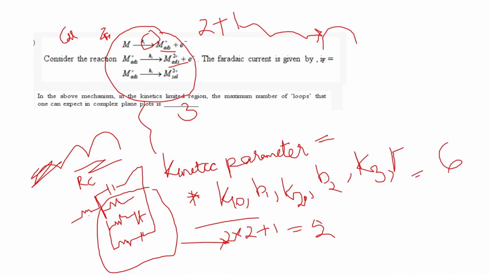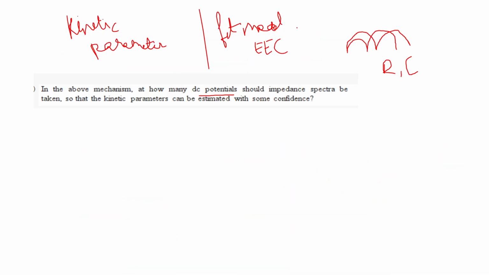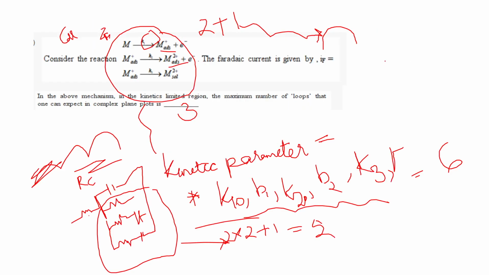So I told you when you're trying to fit, it should always be such that the parameters you get from the fit model should be greater than or equal to the kinetic parameters. So if I am going for one potential, at potential 1, I have 6 kinetic parameters and I have 5 from the equivalent circuit model. Now I am going for another potential. So here you can see this is greater. As I told, the fit parameters should be greater. So here it is less.